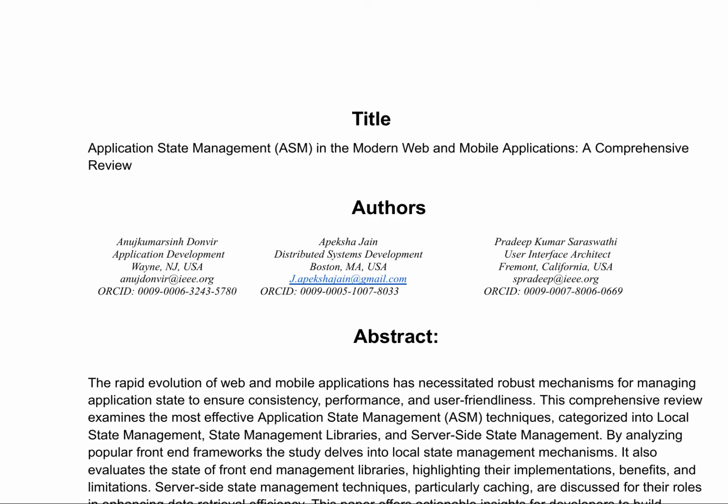The paper provides a comprehensive review of application state management (ASM) techniques in modern web and mobile applications, categorizing them into three main categories: local state management, state management libraries, and server-side state management. In the realm of local state management, the paper explores state management mechanisms in popular user interface development frameworks such as useState in React, component properties in Angular, and data properties in Vue.